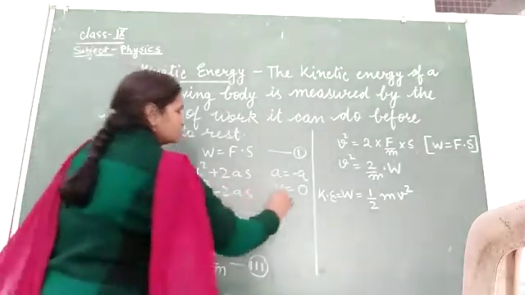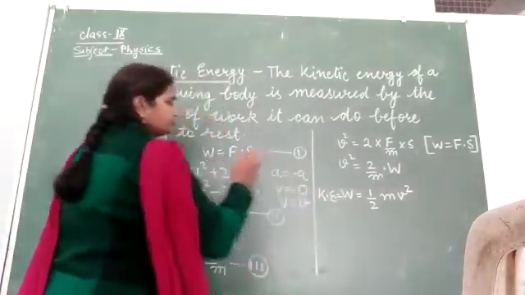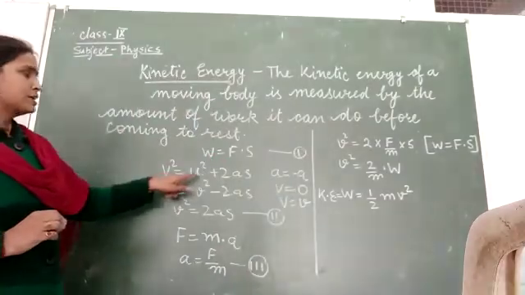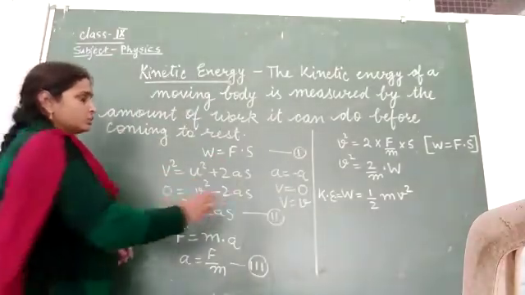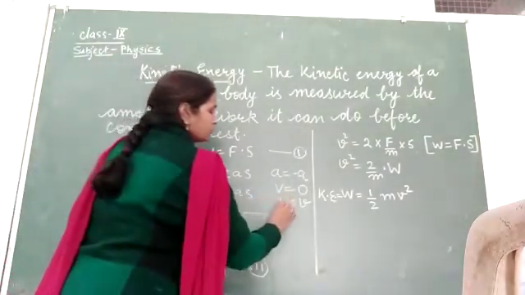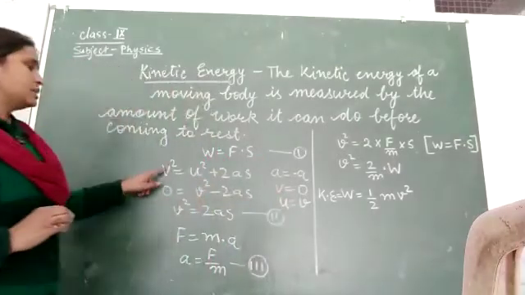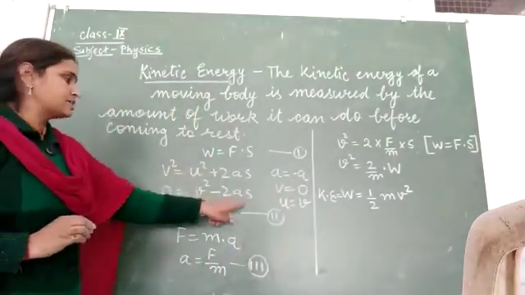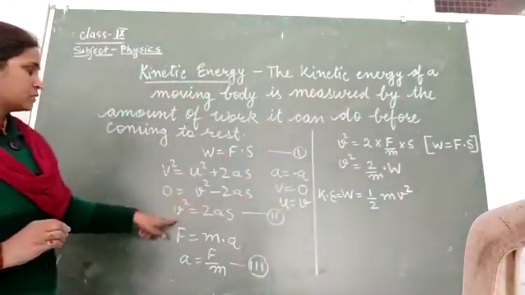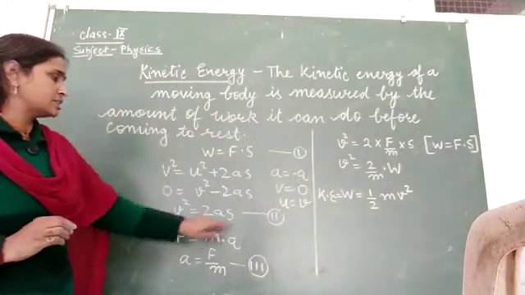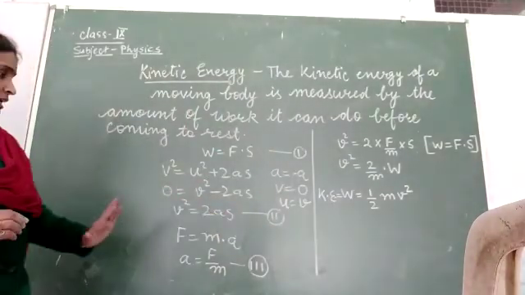Now we place these values here. v square is equal to u square plus 2as, where u is our initial velocity, which we considered as v. So the final v square is 0; we placed all the values, and later v square shifted here, so v square is equal to 2as. This equation we got as the second equation.